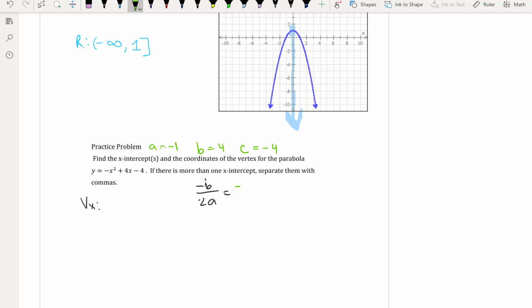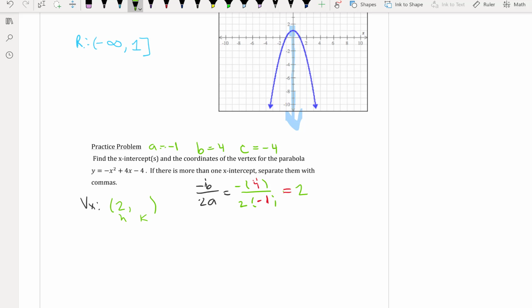So I'm going to have -b over 2a, and I'm going to plug in my values there. That b value that I'm plugging in is a 4, and that a value that I'm plugging in is a -1. So when I plug this into my calculator, I have a fraction, -4 on top and 2 times -1 on the bottom. So I'm going to get that as +2. So for my vertex, I have 2, at least for my h value.